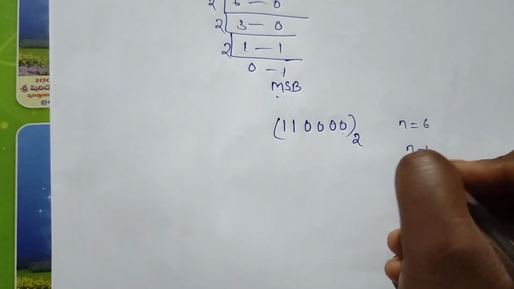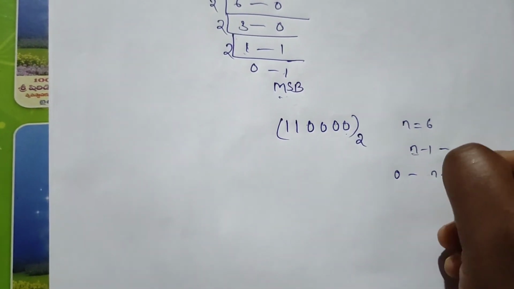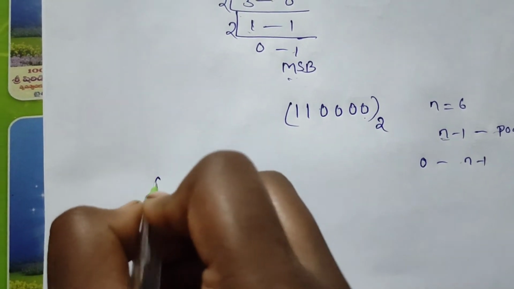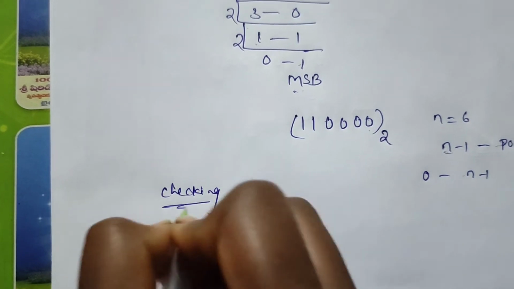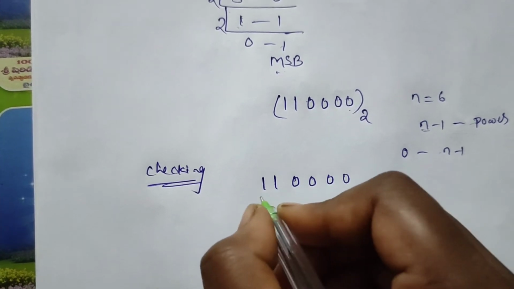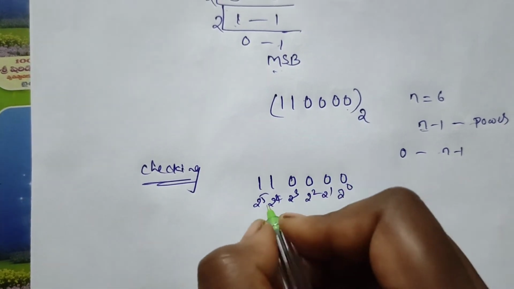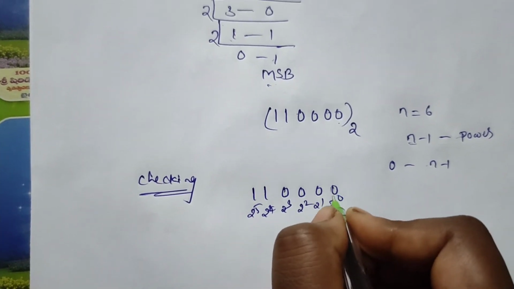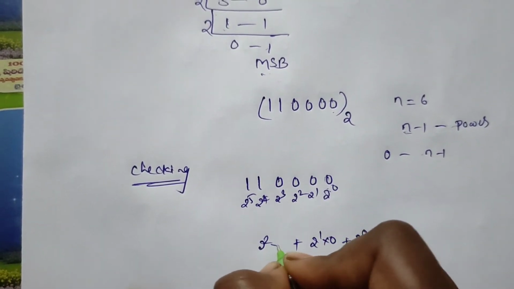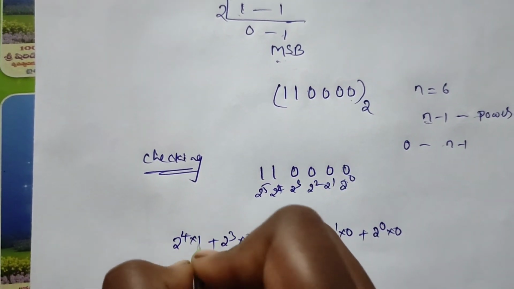If we want to check whether it is correct or not, we can do it. So total number of bits is 6. Take the powers of 2 till n minus 1, from LSB to MSB. So 110000 starts from 2 power 0 and increases the powers till n minus 1. Take the powers of 2 and multiply with the corresponding bits. So I am doing here and note down.